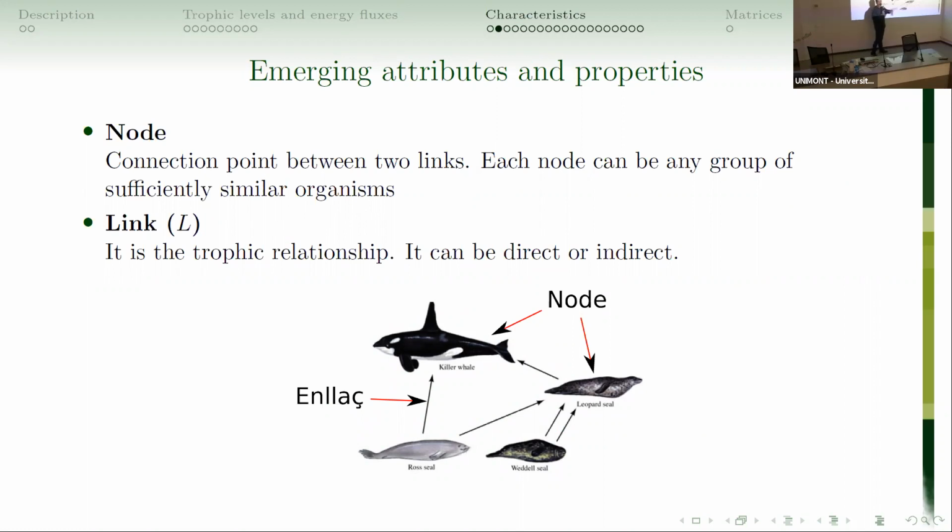The species we call nodes, and the interactions we call links. Sorry, this is in Catalan, but this is the link. People who study ecosystem ecology would call these compartments and flows. In food web ecology, this is a node and this is a link. Links can be strong or weak. And what does that mean? A strong link indicates what we call the interaction strength.